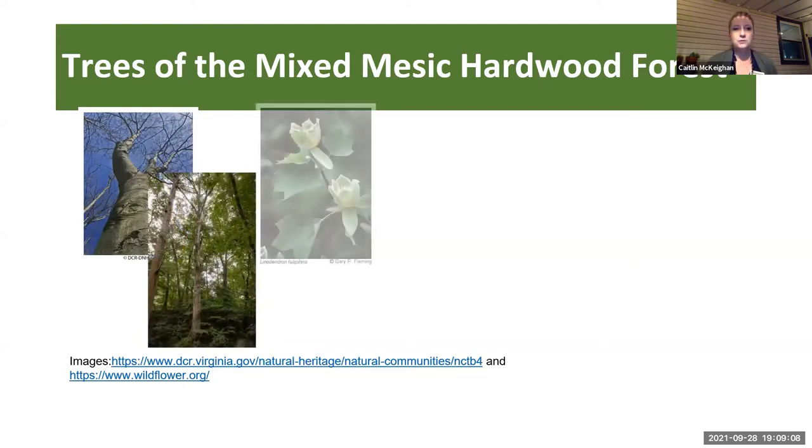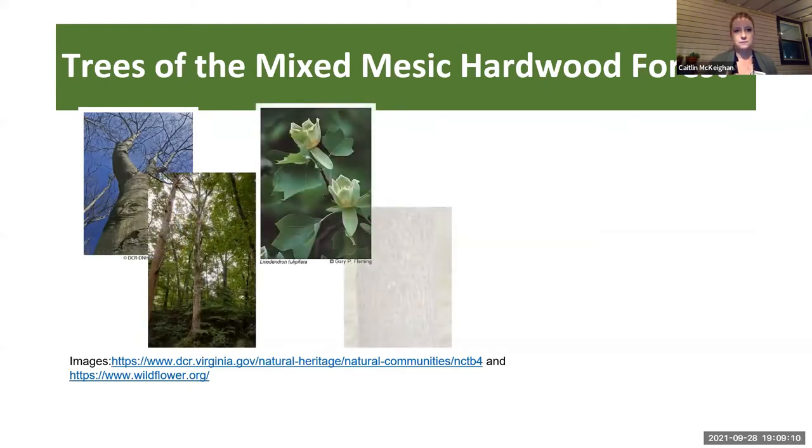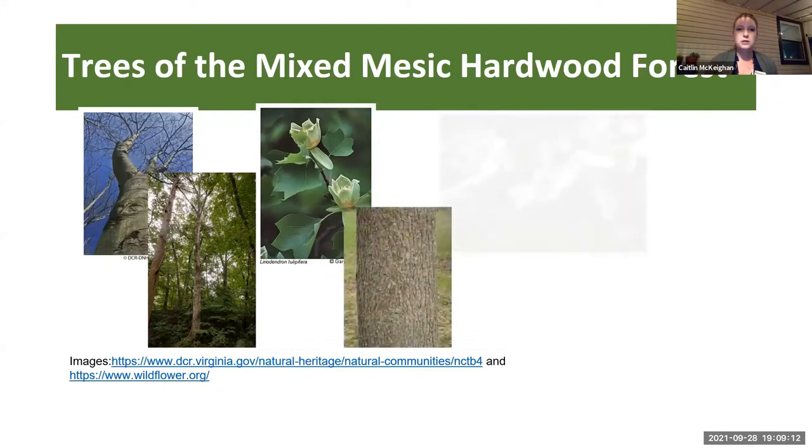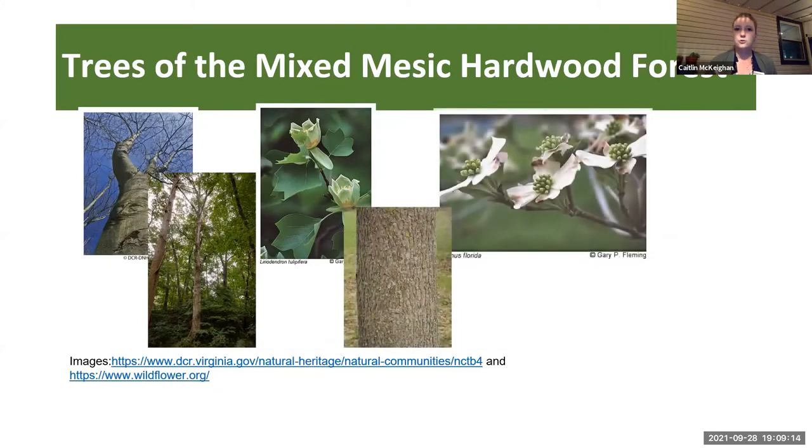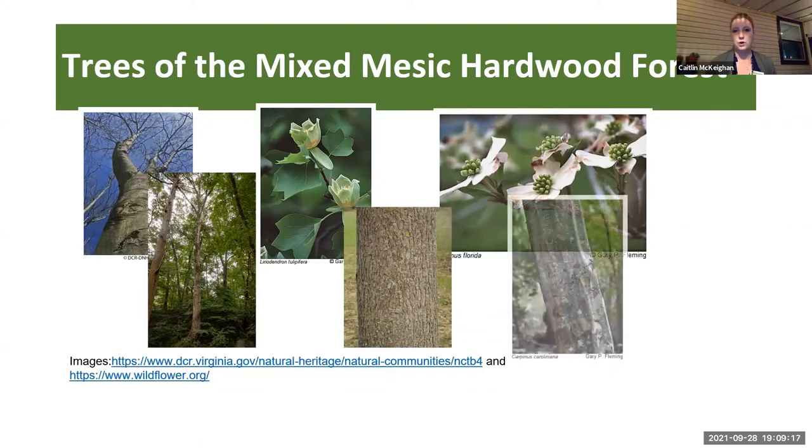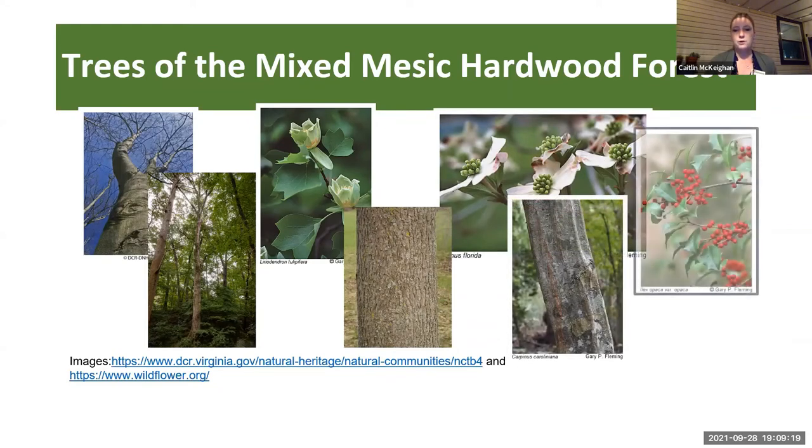So these are some of the trees of the mixed mesic forest. There's an American beech, oaks, a tulip tree, hickories, American hornbeam, and flowering dogwood. But the one that I wanted to call your attention to is this last one, which is American holly, and it grows in more acidic conditions. And so if you're in a forest, you think, huh, this seems like a nice moist environment, fairly well populated with plants, but there's a lot of holly, you're probably in a mixed mesic forest. Next slide, please.